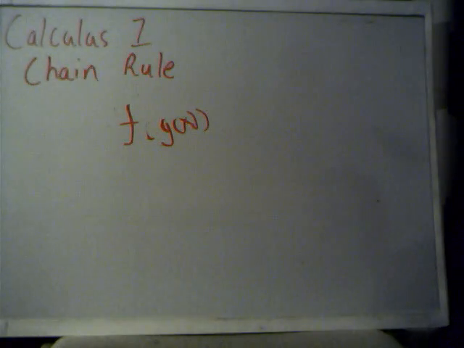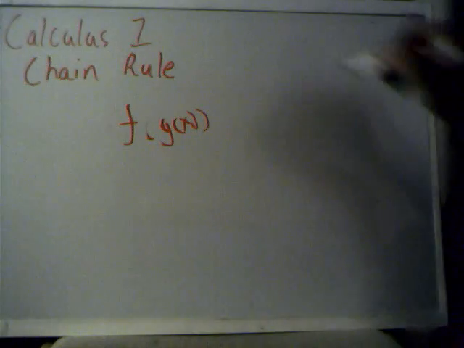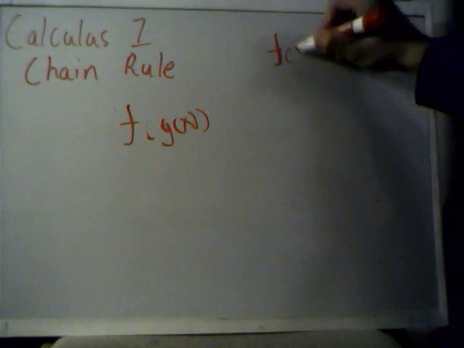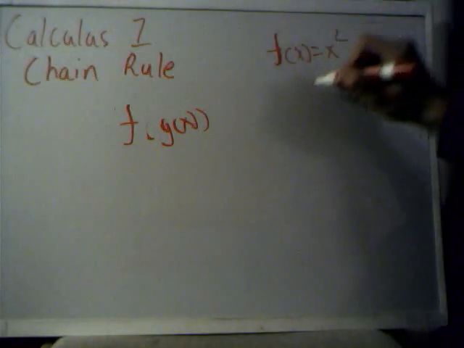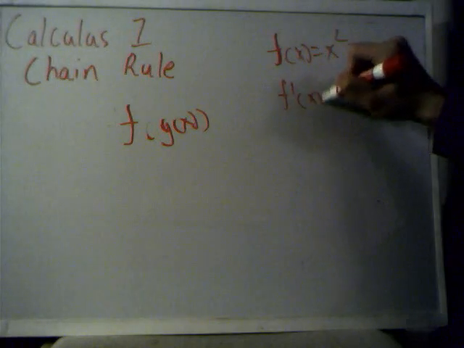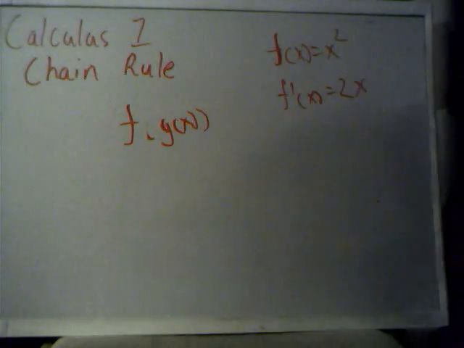Now, by now you probably know how to find derivatives. Say if I give you a very simple function, say f of x is equal to x squared, obviously the derivative for this one is just 2x. This is easy enough. I'm sure you can do this very quickly.